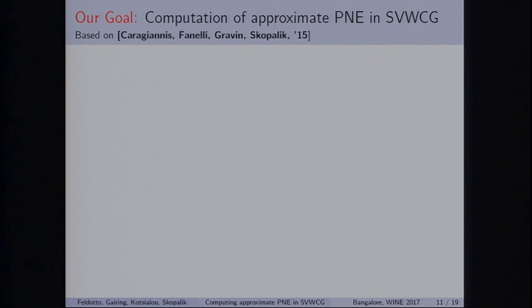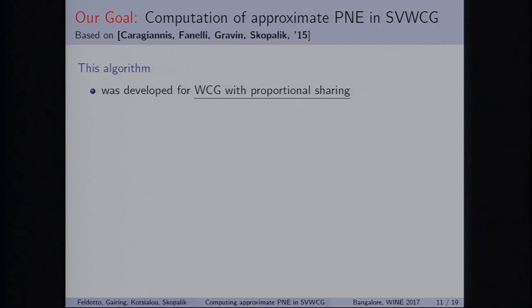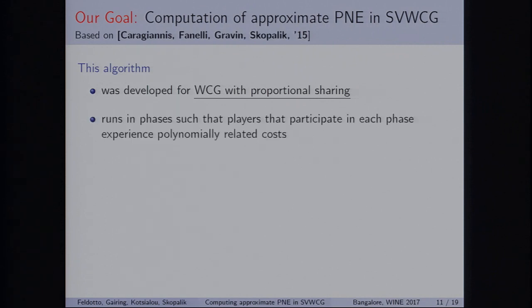A few words about this approach. This algorithm, I say again, was developed for proportional sharing. It runs in phases such that the players that participate in each phase experience costs that are polynomially related. And this is crucial because with that, the authors achieve a polynomial running time.